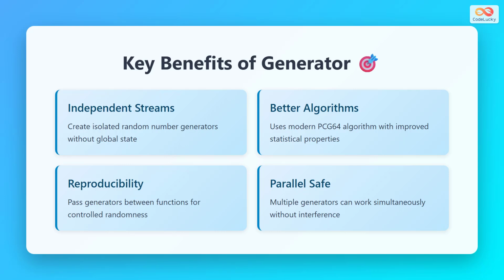The generator class brings several key benefits. First, you can create independent streams where each generator instance maintains its own state without affecting others. Second, it uses better algorithms, specifically the modern PCG64 algorithm with improved statistical properties compared to the old Mersenne twister. Third, you get reproducibility by passing generators between functions for controlled randomness. Fourth, it's parallel safe, meaning multiple generators can work simultaneously without interference, which is crucial for modern multi-threaded applications.